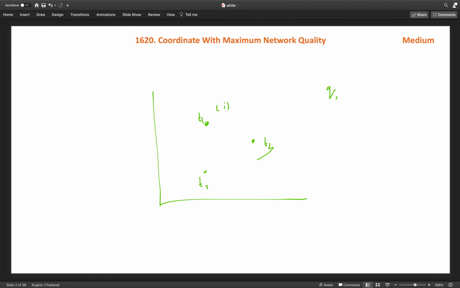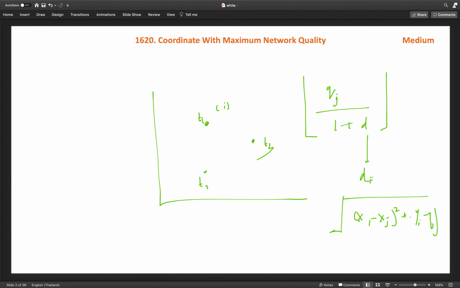So from the ith tower, the quality from the jth tower is q of j divided by 1 plus d, and we will take the integral part of this. So this is the integral part of this. And d is the distance d of ij, which is the Euclidean distance. So this will be written as the square root of (xi minus xj) square plus (yi minus yj) square. So this is our distance between the two towers at coordinate i and j.